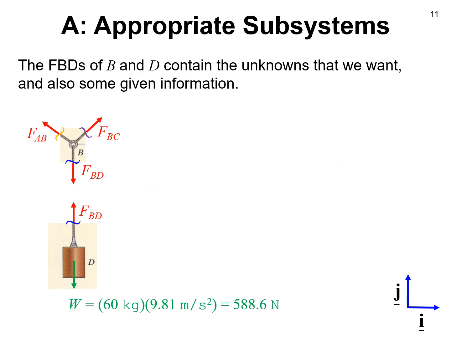Okay, so having discovered that looking at the cable segment itself is not going to help us, let us consider these other two parts of the system. One is a diagram of the ring B, and the other is a diagram of the cylinder D. And here we might suspect that there's a better chance of solving the problem, at least because in the cylinder D, the weight is given, and that might help us to solve the problem. And notice here I've now calculated the weight from 60 kilograms, multiplying by 9.81 meters per second squared, and giving us 588.6 newtons.